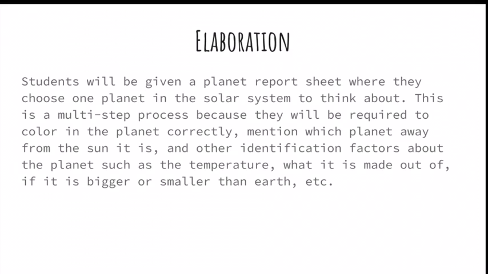So for elaboration, students will be given a planet report sheet, where they each will choose a planet in the solar system to think about. And so this would be a multi-step process, because they would have to color in the planet correctly based on what we've learned, mention which planet away from the sun it is based on the mnemonic we learned in class, and other identification factors about the planet, such as the temperature, what it's made out of, things about other parts of the planet, and maybe if it's bigger or smaller than Earth, size, all of that sort of stuff.